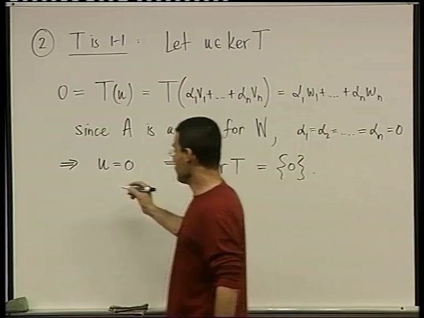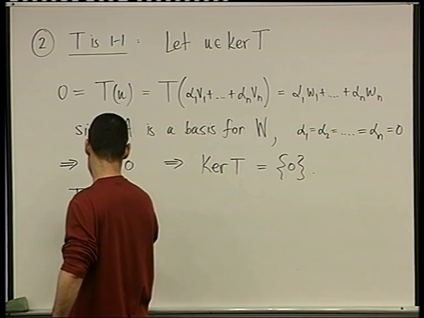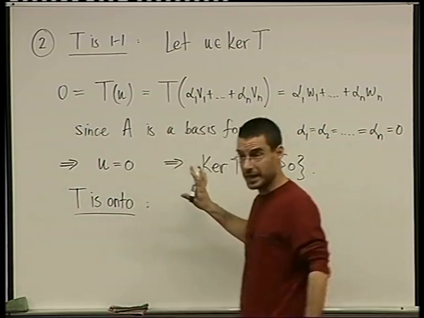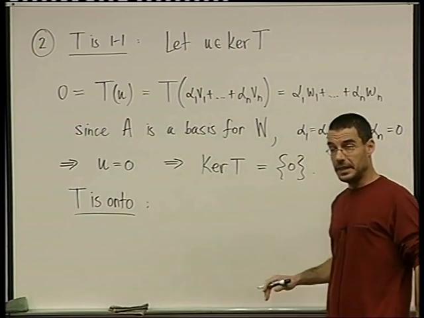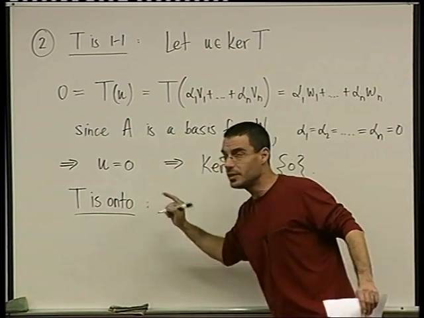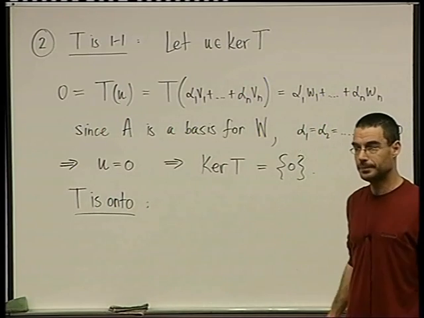Okay, now we need to show that T is onto. This can be argued directly. Okay, and in fact it's a one-liner directly, but can you tell me how to show that T is onto, not in a one-liner proof, but in a half-liner proof?